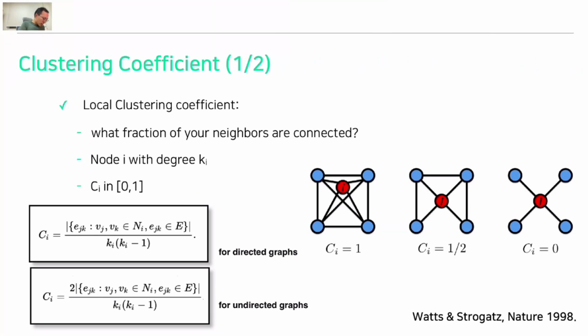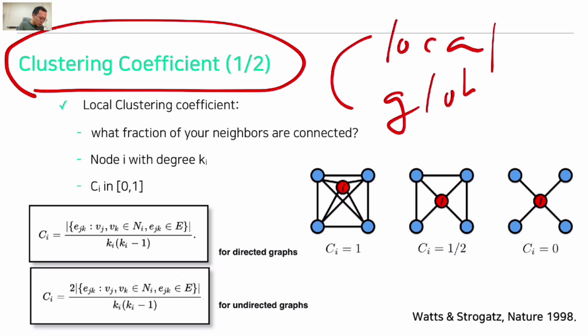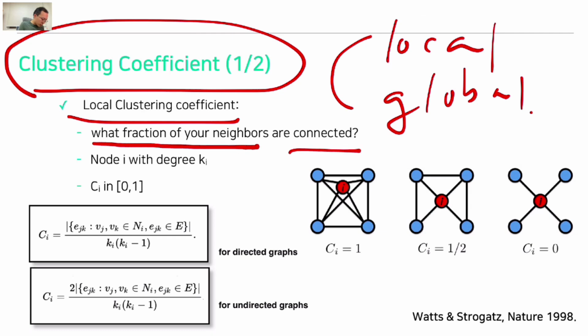The last concept in this class is the clustering coefficient. We have two different clustering coefficients: local clustering coefficient and global clustering coefficient. The local clustering coefficient computes what fraction of your neighbors are connected. It is to compute the fraction. In other words, it has the exact target, the node I. Considering the node I and its neighbors, we see how many of the neighbors are actually connected.